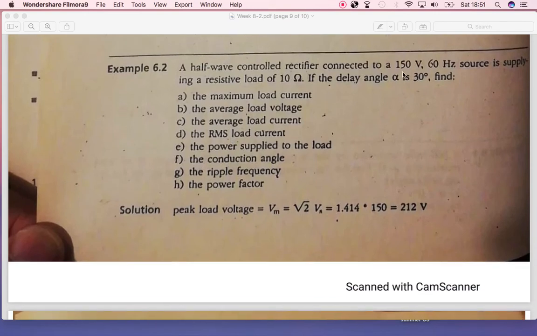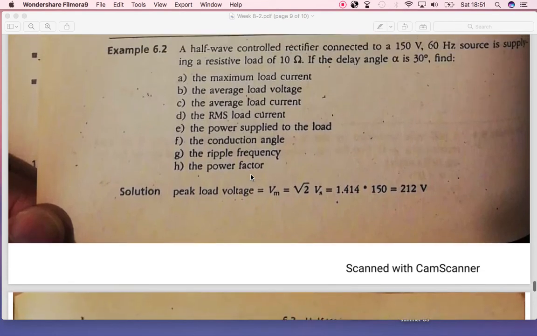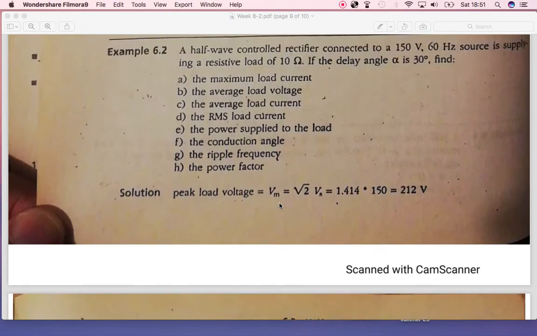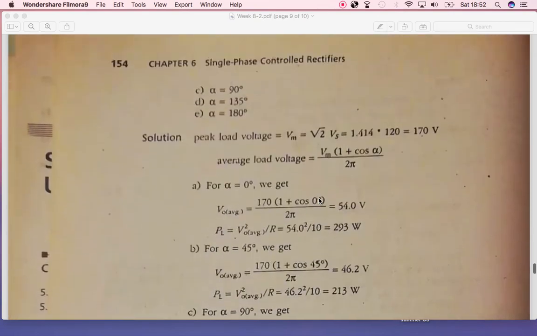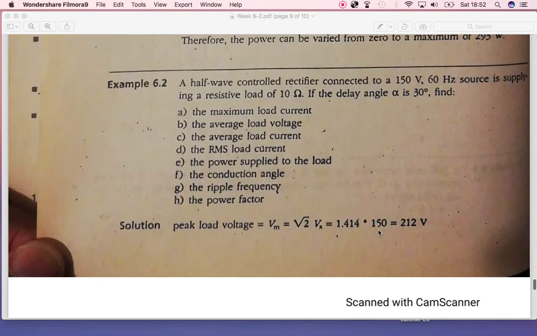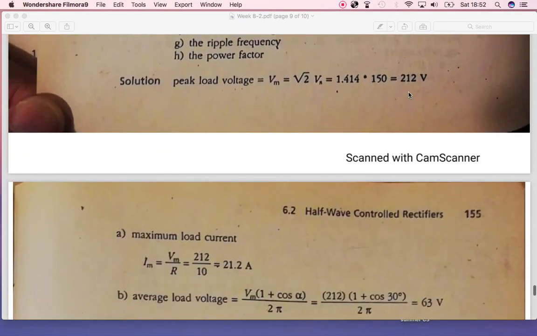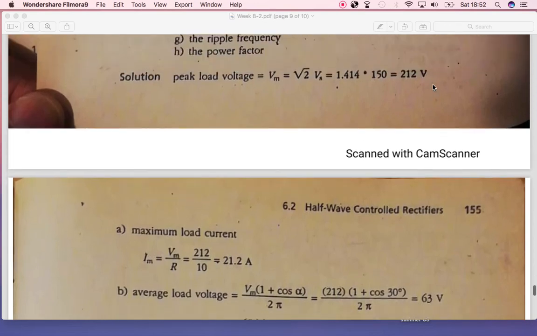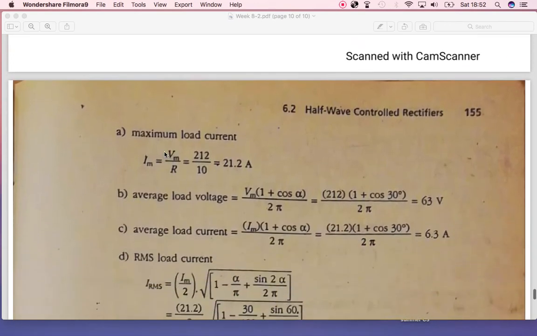Then we have the other numerical, where there is an AC voltage and its frequency is also given, and we have a load resistance, and alpha is 30 degree. We are to calculate all these entities. For the first case we have to calculate Vm, because in some of these formulas we need the peak voltage of the AC signal, multiplying the square root of 2 by the supply voltage, which is given to us as 150 volts, and we have Vm calculated as 212 volts, and we calculate the load current from the ohmic formula.